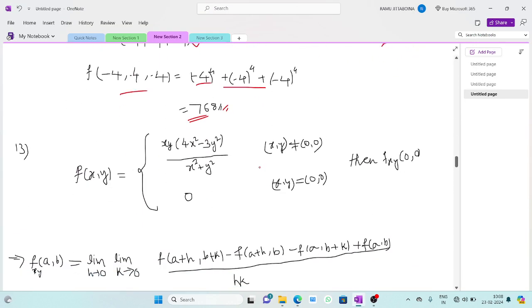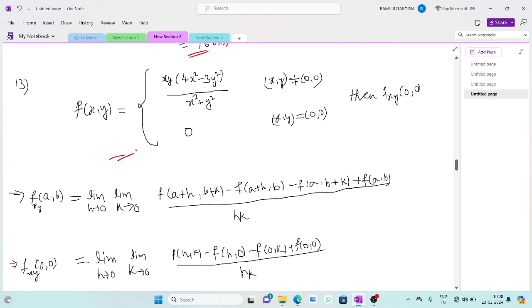So the 13th one, you are already given that function. He's asking f_xy. In general, whenever he is asking f_xy, at point 0, 0 he is asking, whatever the point, not 0, 0. So f(x, y) at a comma b, we can write that function this way. This is one type of formula for these type of functions. We can partially differentiate with respect to x and y.